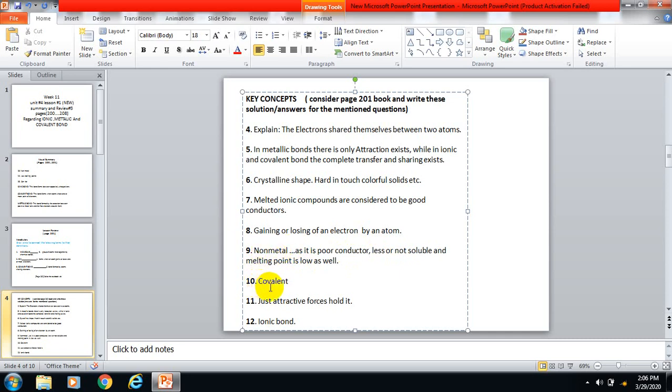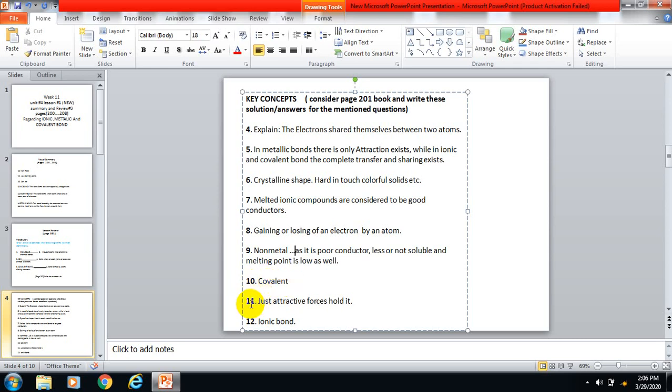For the 10th option, answer: is the substance described in the chart above held together by metallic, covalent or ionic bonds? Explain. So we have a low melting point and boiling point, not soluble, poor conductor. So this is what? Covalent.